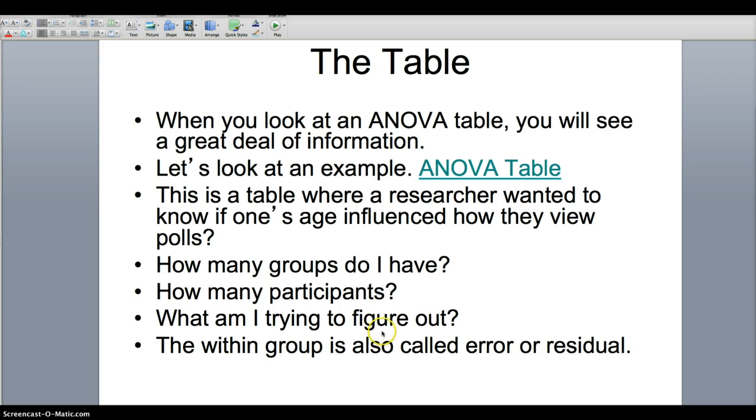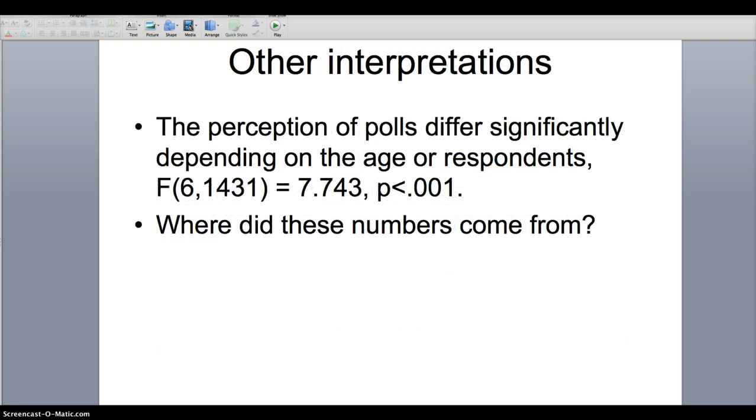What I'm trying to figure out is whether or not there's a difference between the 4 groups. I have freshmen, sophomores, juniors, and seniors. What I'm trying to figure out is if there is a significant difference between the freshmen, the sophomores, juniors, and seniors. And that's all I can do right now, is figure out if there is a difference.